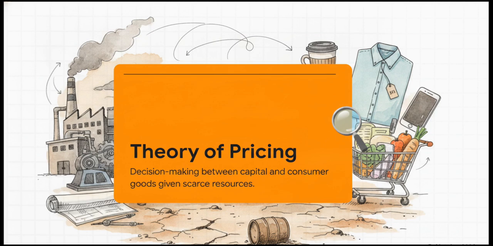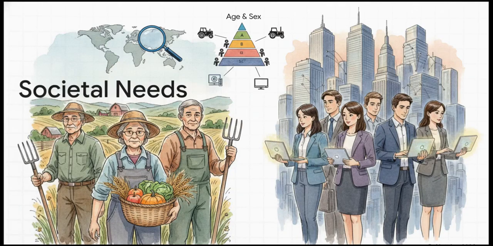Now, in this context, the theory of pricing isn't just about slapping a price tag on a t-shirt at the mall. It's the overarching decision-making process. It is the mechanism a society uses to balance capital goods against consumer goods while staring right down the barrel of scarce resources. But how do you actually apply this theory in the real world?